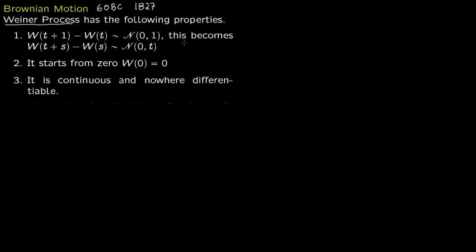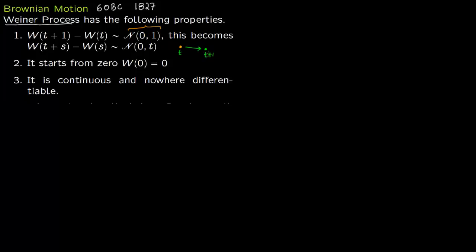So at time t, say your particle is here, and then you add to it some random variable. The random variable you add to it comes from the normal distribution with mean 0 and variance 1. So this random variable, say, takes this particle here. At time t your particle is here, at time t plus 1 it is here. So you have added a random distance. So the change in distance, w(t+1) minus w(t), is nothing but a random variable that comes from the normal distribution with mean 0 and variance 1.